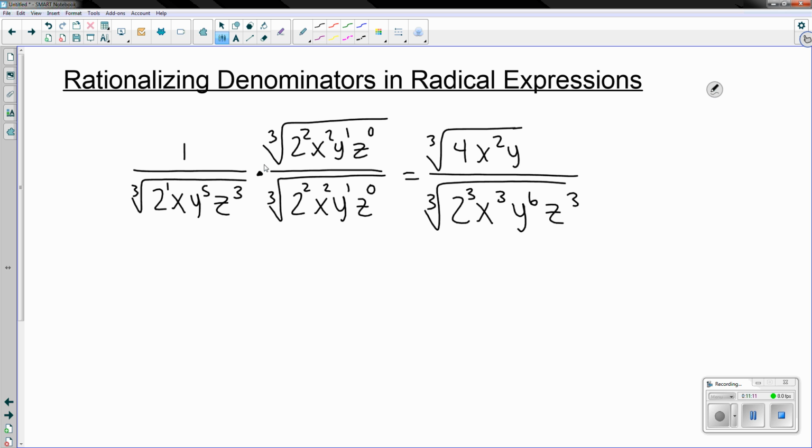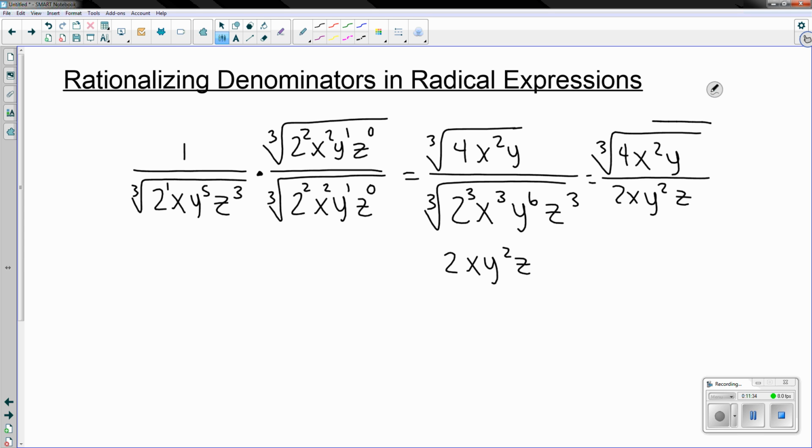Now look at our denominator. We still have that cube root, but taking the cube root of 2 to the third is just 2. Taking the cube root of x to the third is x. Taking the cube root of y to the 6th is y squared. And taking the cube root of z to the third is z. So our final result has a denominator of 2xy squared z, cube root of 4x squared y, and now I have an equivalent rational expression to the original that no longer has a radical in the denominator.